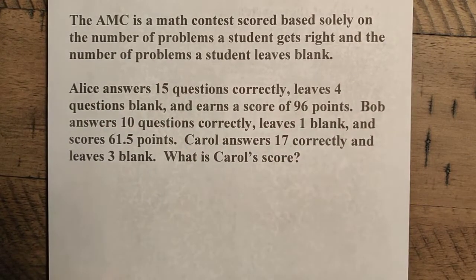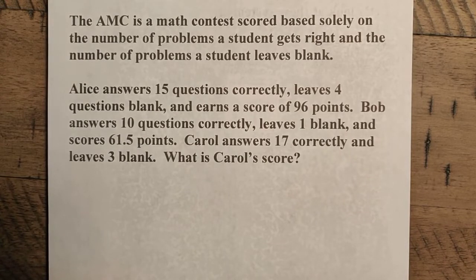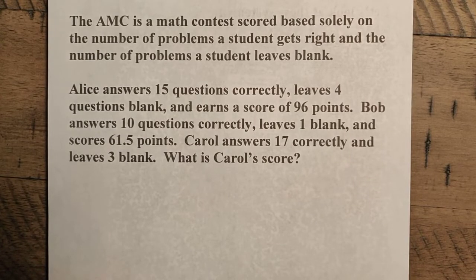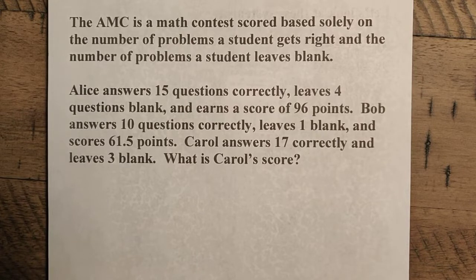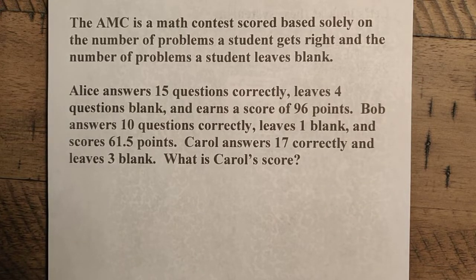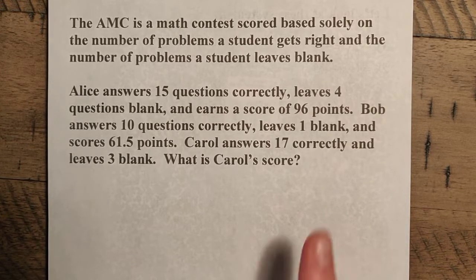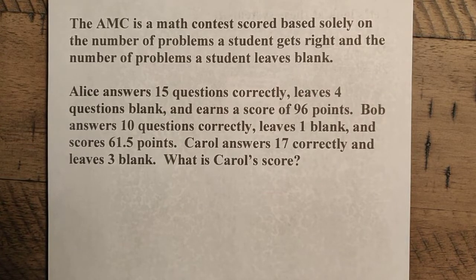So we're given information about some students. Alice answers 15 questions correctly, leaves 4 blank, and gets a 96. Bob gets 10 right, leaves 1 blank, and gets 61.5. And we want to determine what Carol's score will be based on this. Note that in this situation we're not exactly sure what the scoring system is, but we were given two people's results.